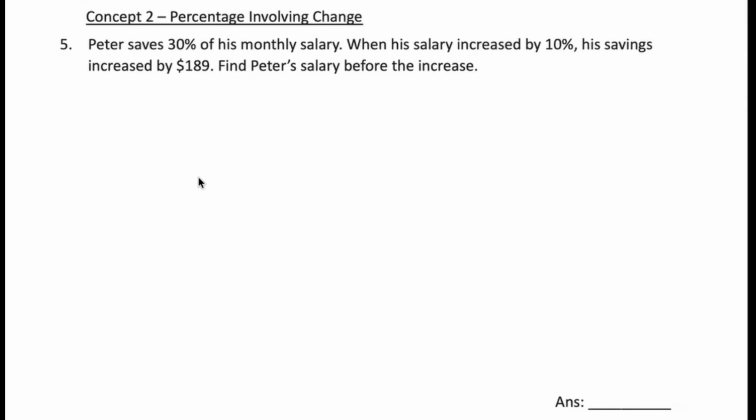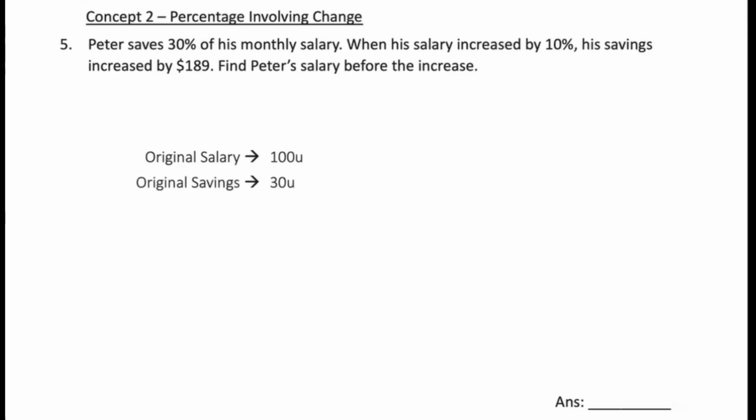So let's do it systematically. Because we're talking about percentage, we shall let Peter's original salary be 100 units. We can equate that to 100%, but I prefer 100 units. It's easier to visualize. So the original salary of Peter is 100 units. Now he saved 30 units, because that's 30%.